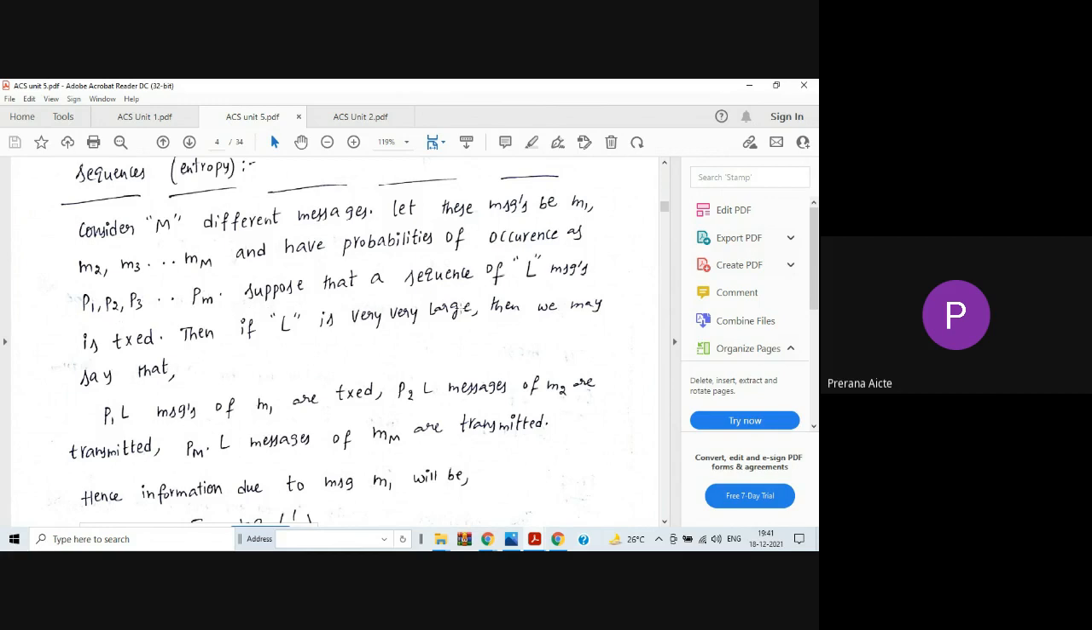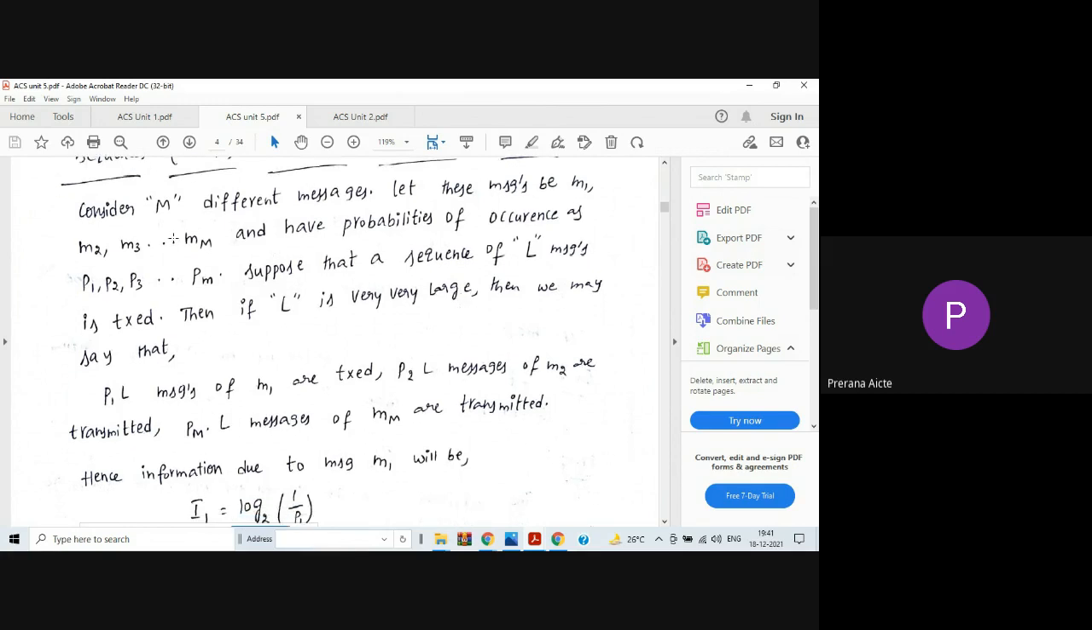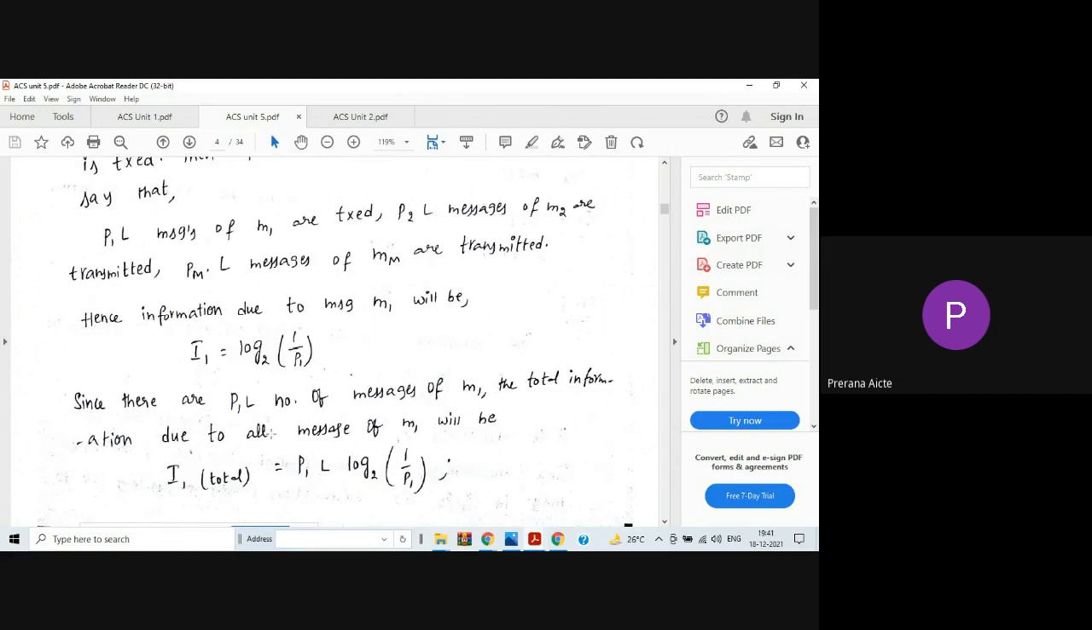Suppose we are transmitting L messages, a sequence of L messages, and L is very large. Then how do you define entropy? Each message M1 has probability P1. We said the total sequence is L messages, so the number of each message is P1 into L, P2 into L, and so on up to PM into L.